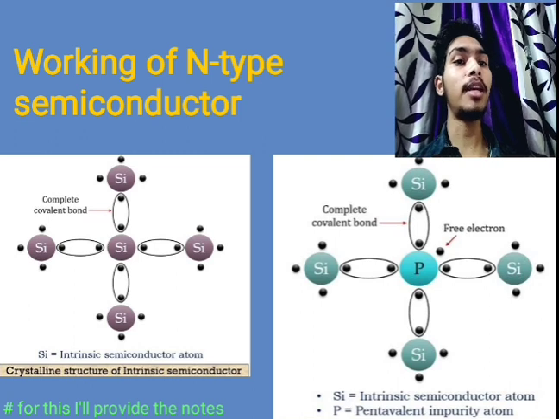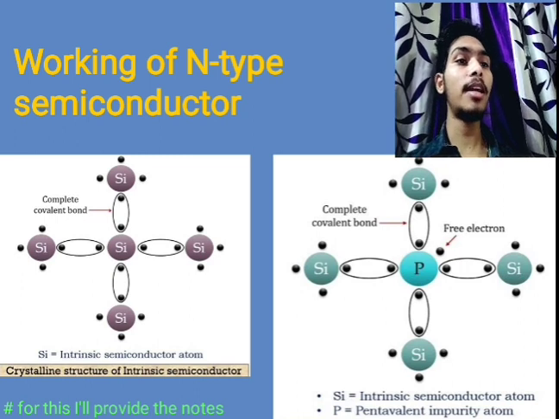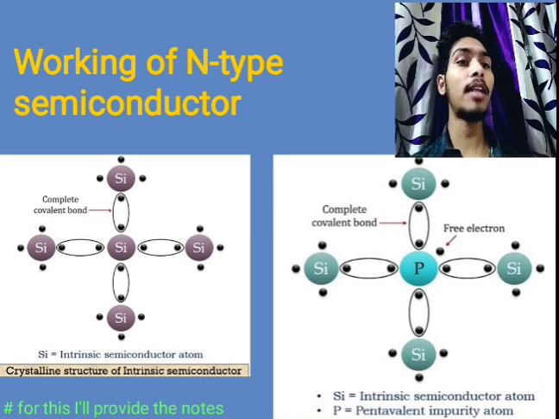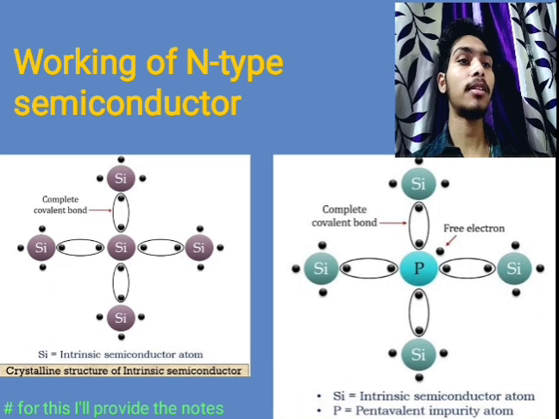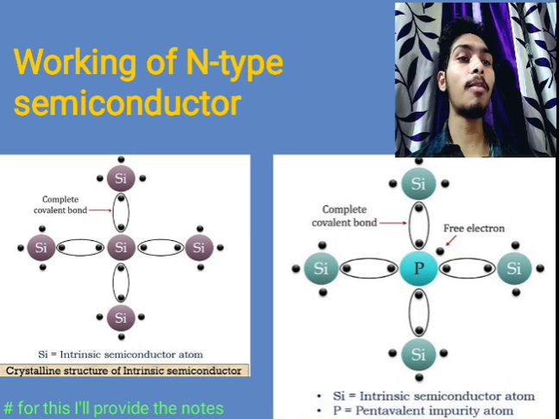So what will happen at room temperature? Normally, for an intrinsic semiconductor, there may or may not be any covalent bond broken at room temperature. But here in this extrinsic n-type semiconductor, at room temperature this so-called free electron becomes completely free at room temperature. At 0 kelvin it is not free, as there is no energy.